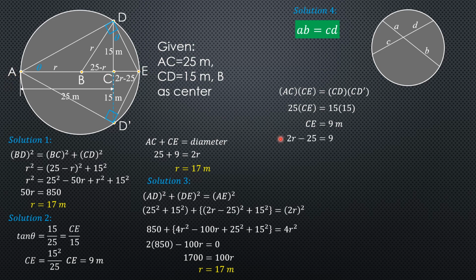Now that we have found CE, which is 9 meters, 25 plus 9 is AE, which is the diameter of the circle. So we equate 2R, the diameter, equals 25 plus CE, which is 9. So 9 plus 25 is 34, so 2R equals 34, so R equals 17 meters. So finally, area of circle is pi times R square, pi times 17 square, and 17 square is 289. The area therefore is 289 pi square meters.